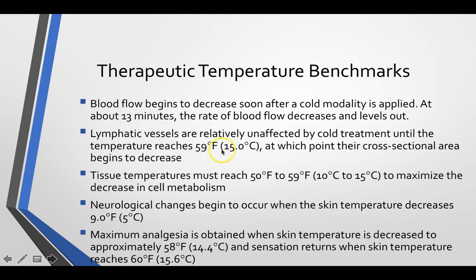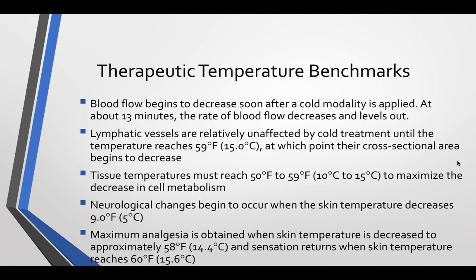Lymphatic vessels are relatively unaffected by the cold until the temperature reaches about 59 degrees Fahrenheit. And then the cross-sectional area of the lymphatic vessels begins to decrease. So if we go below 59 degrees Fahrenheit, then we'll actually be decreasing the lymphatic activity. But otherwise, they stay relatively the same. So we can get all the good benefits of decreasing inflammation without affecting the removal of those fluids.